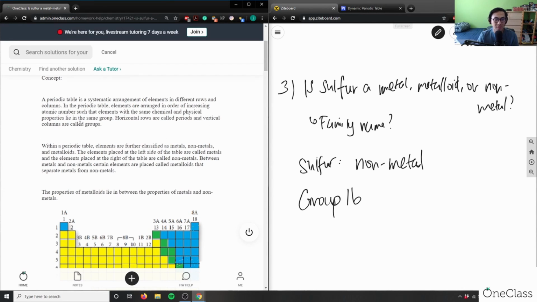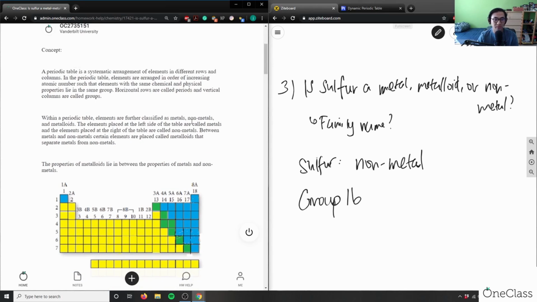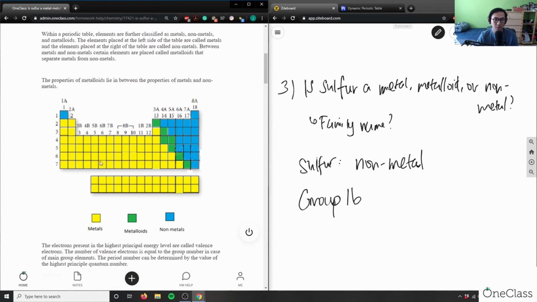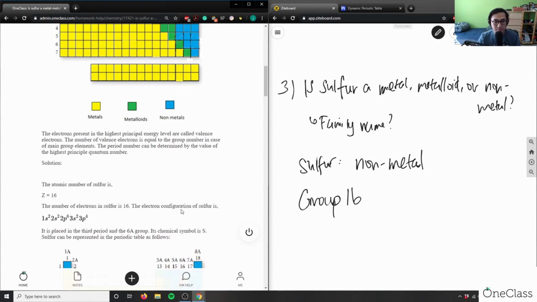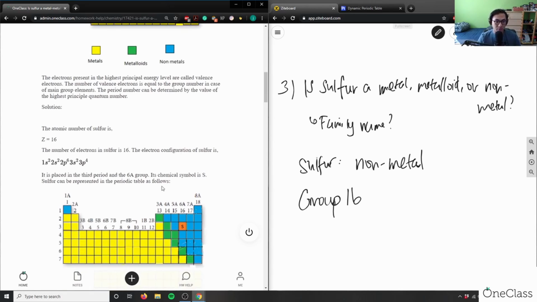Sweet. So it says the concept is a periodic table. That's good. They talked about horizontal rows being called periods and vertical columns being called groups. And then they classified metals, non-metals, and metalloids. That's good. So that's what they did here, right? And sulfur again lies in the blue region here, the non-metals here.